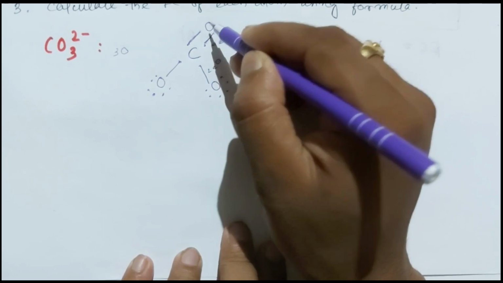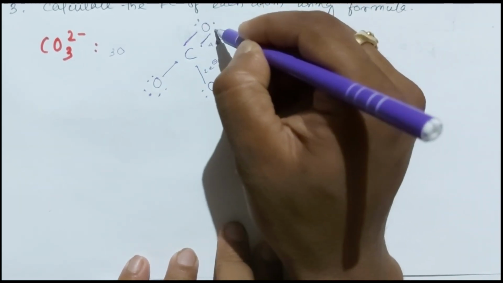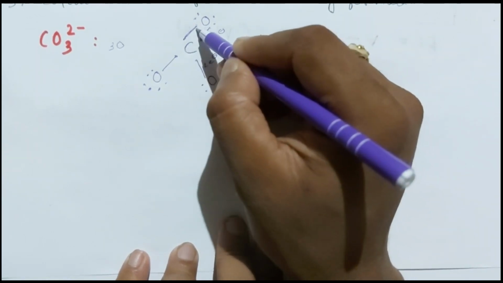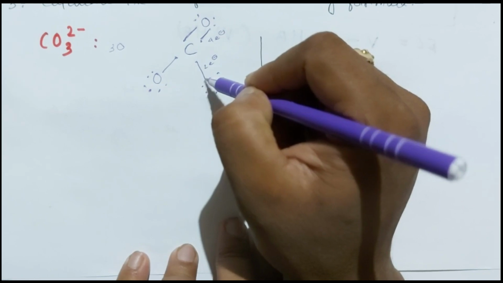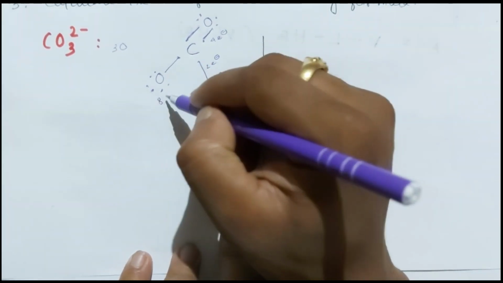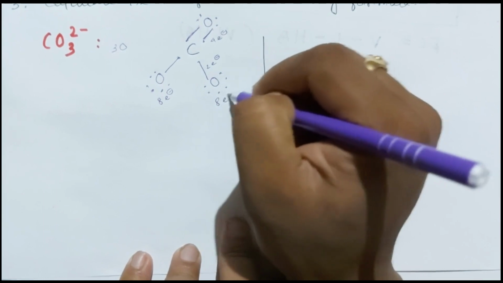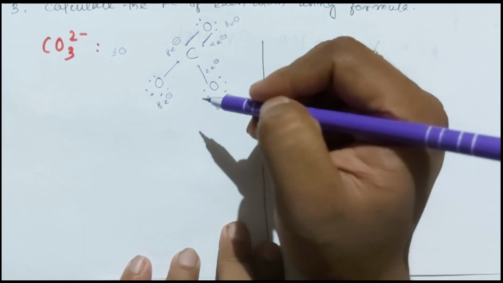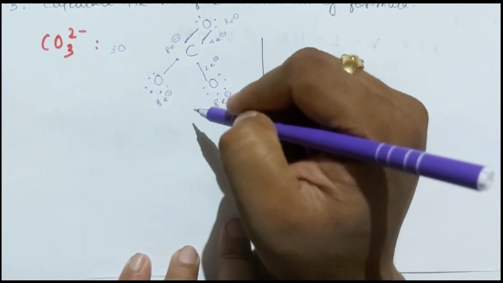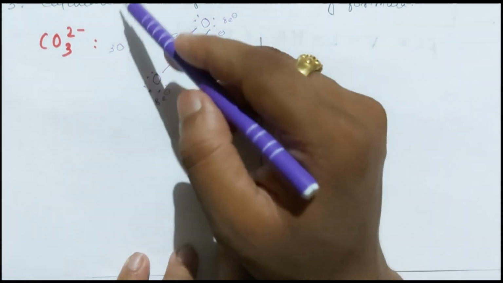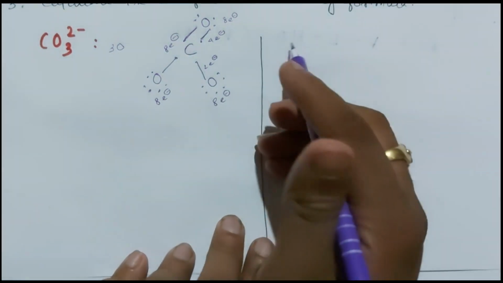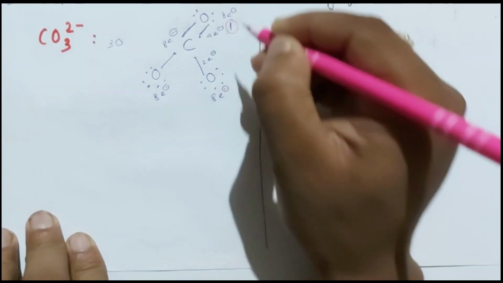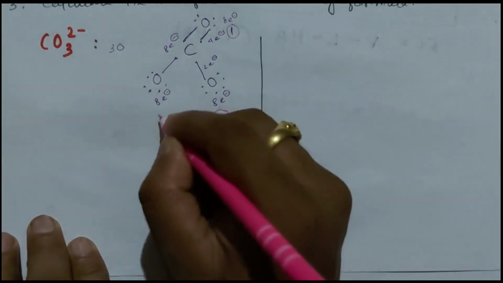So this oxygen needs another 2 electrons. This carbon contains 2, 4, 6, 8, a total of 8 electrons. This oxygen has 8 electrons, this oxygen 8 electrons, this oxygen contains 8 electrons, and this carbon contains 8 electrons. Next, we go for the third procedure, that is, calculate the formal charge. This is oxygen number 1, this is oxygen number 2 and this is oxygen number 3.